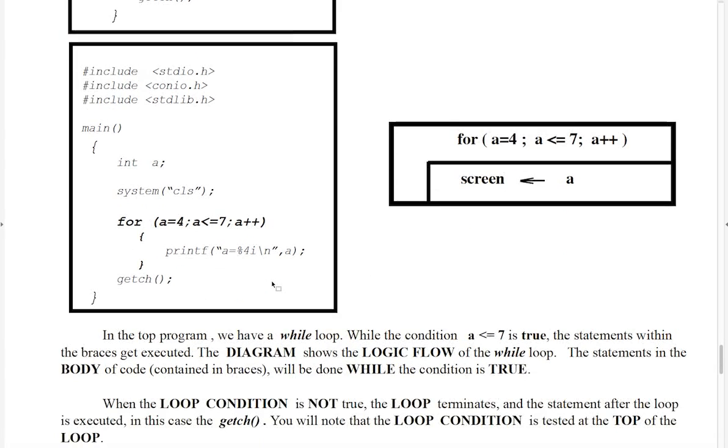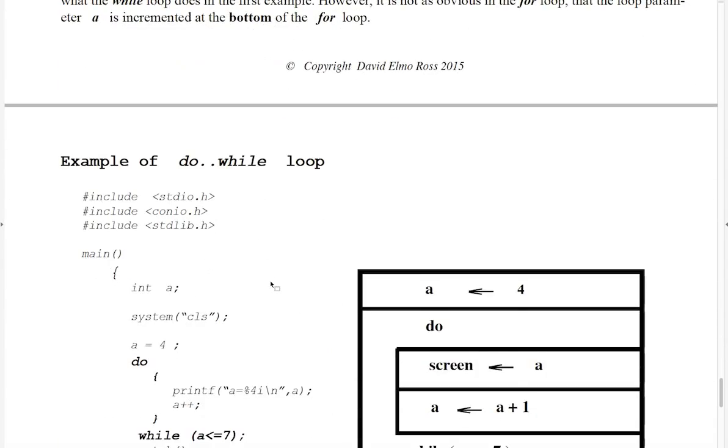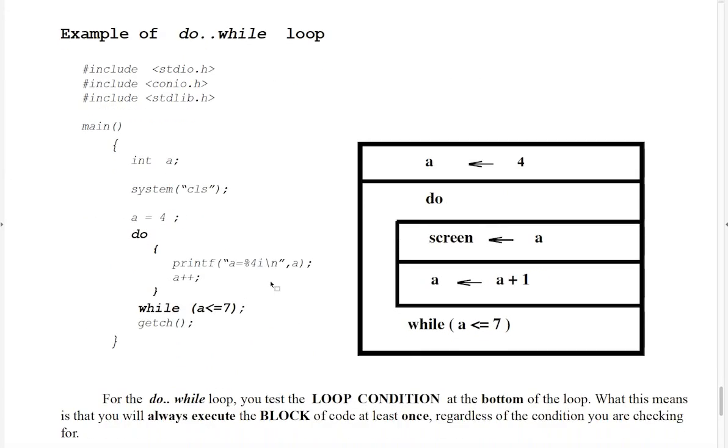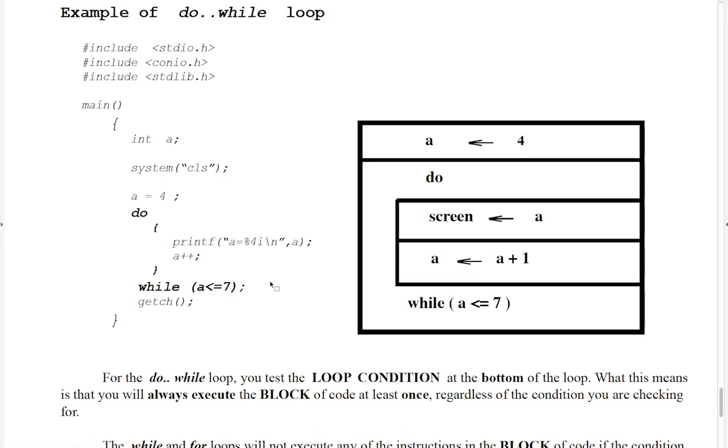So the diagrams are not that difficult to understand, but the one that's a little bit more interesting is our do while. And it's got a kind of nice structure here. A gets 4, do, and here's our brackets again, bracket, bracket, while a is less than or equal to 7. So it's going to continually do this and this while a is 7, and it's going to check at the bottom, not at the top, so it's always going to do this at least once.